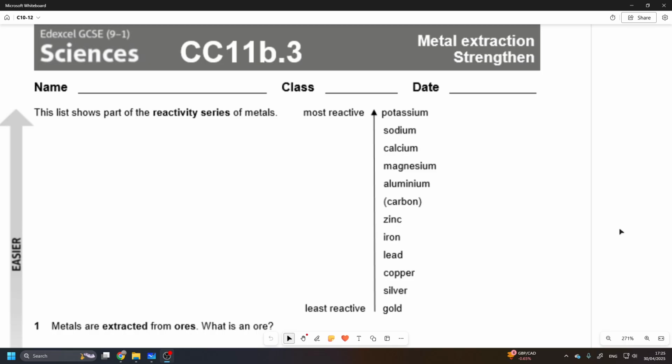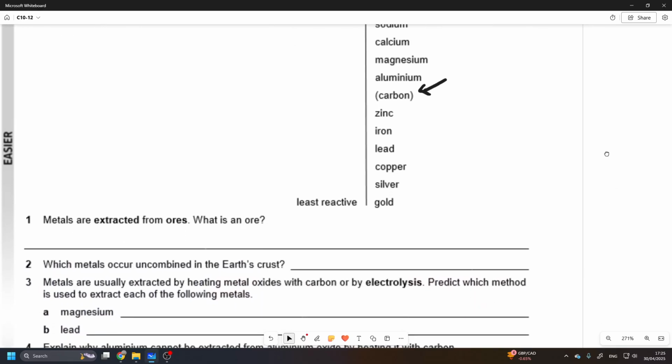So here is CC 11B.3. This is about metal extraction. Now, it gives you a reactivity series there, okay, including carbon. Now, we should remember this means anything below that we can extract using carbon.